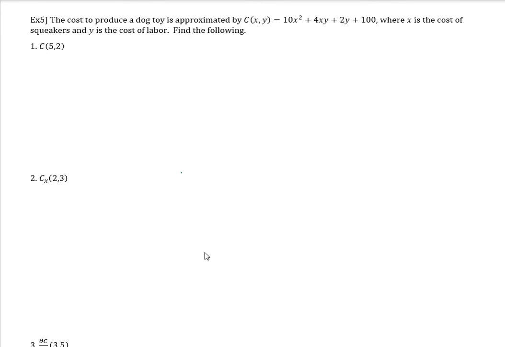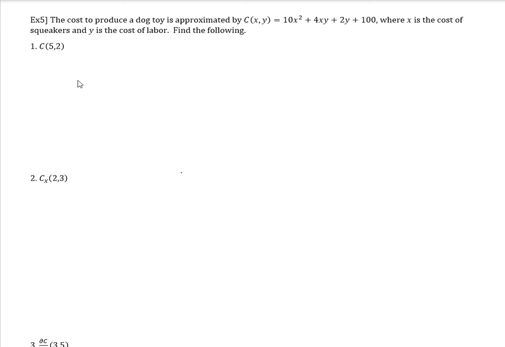Hi everyone, welcome to our video on using partial derivatives to evaluate certain functions when it involves an application. Alright, so let's read this. It says the cost to produce a dog toy is approximated by c(x, y) = 10x² + 4xy + 2y + 100, where x is the cost of the squeakers and y is the cost of labor. Find the following.